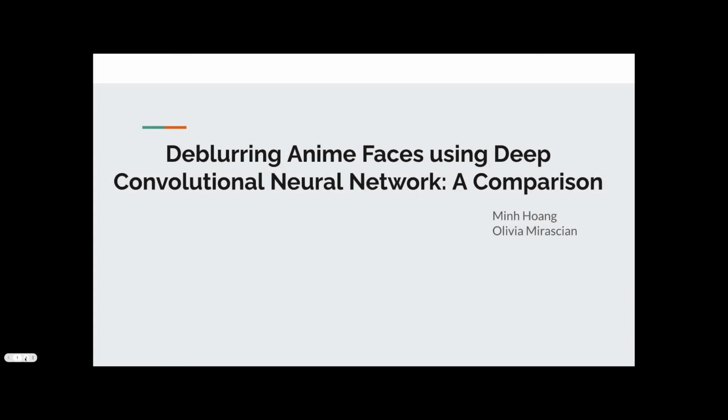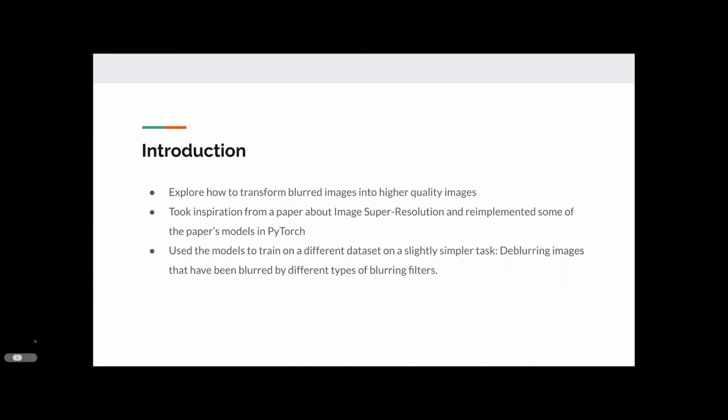Hi, welcome to our computer vision final project where we deblur animated faces using deep convolutional neural networks and compare the different models. Our project motivation was to explore how we could transform low quality and blurred images to higher quality images. Many of us have either downloaded or captured images that have resulted in being blurrier than we have hoped. In this project, we decided to explore solutions for these issues by re-implementing and redesigning different deblurring models inspired by the paper Image Super Resolution using Deep Convolutional Networks.